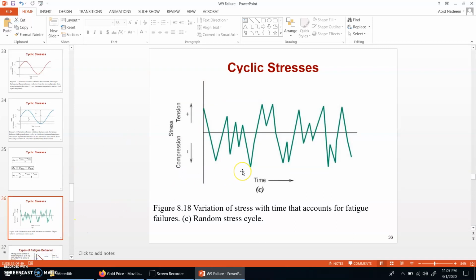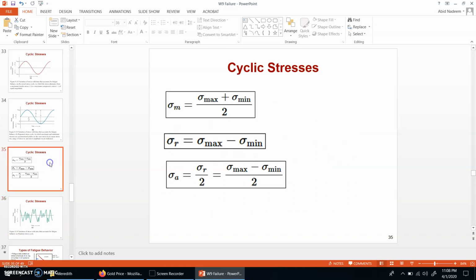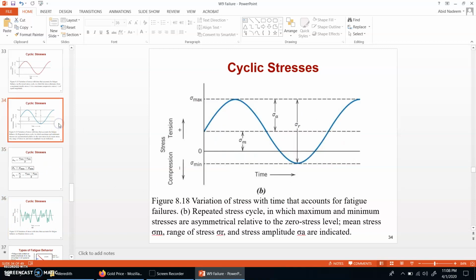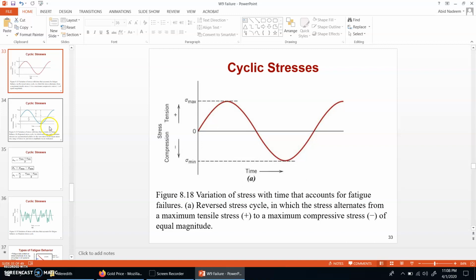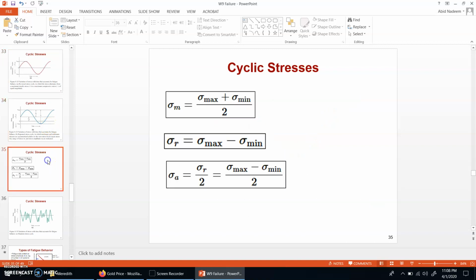And the third type of case is just the irregular application of the stress, both in terms of the stress magnitudes and their frequency. There is no further discussion about these cyclic stresses over here, but the most interesting cases are these first two cases for the discussion of the cyclic stresses.